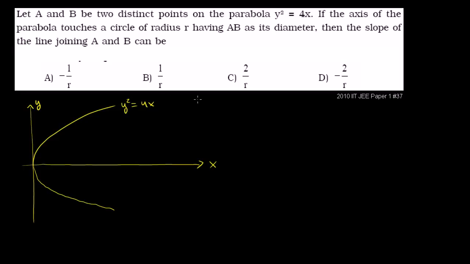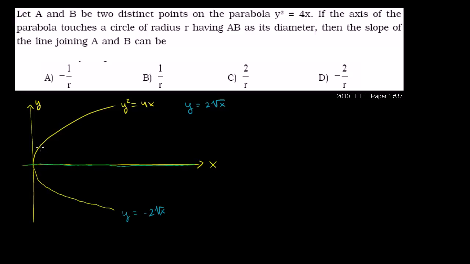Or if I just focused on this top part over here, I could take the principal root of both sides, and I would get y is equal to 2 times the square root of x. The square root of 4x is 2 times the square root of x. This down here would be y is equal to negative 2 times the square root of x. So the positive square root, the negative square root of both sides. But this one defines this whole parabola implicitly. And then they tell us that the axis of the parabola, that's essentially the x-axis in this drawing, touches a circle of radius r, having AB as its diameter.